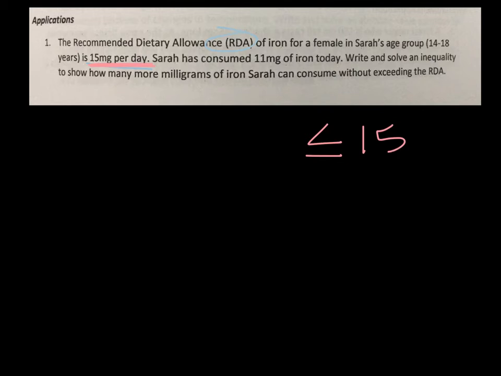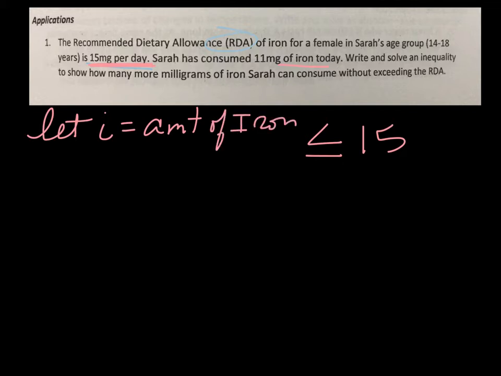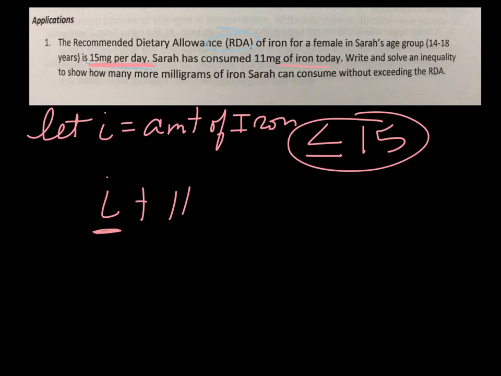Now, before we get started, we're going to define a variable. So let's say, since we are talking about iron, let's let I equal the amount of iron she uses in a day. And we're also going to incorporate this because that's the maximum amount she can have per day. Now, so let's see. I have this amount of iron. I've already consumed 11 milligrams today. So this is what I still have to consume. This is what I've already consumed. And it has to be less than or equal to the 15 milligrams that I am able to consume per day.